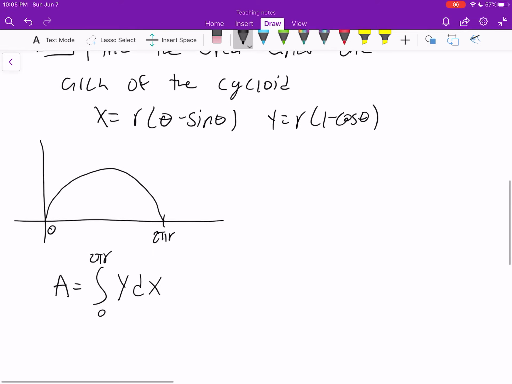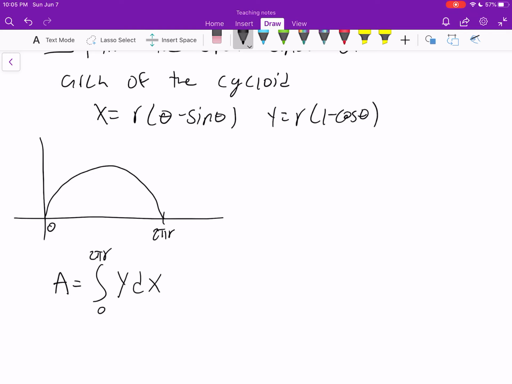And so you can see that if I make the substitution x is equal to r times theta minus sine theta, so let's talk about the bounds in a second. I'm going to plug in y. So this is going to be equal to the integral of r times 1 minus cosine theta, and then I multiply by dx, d theta in this case.